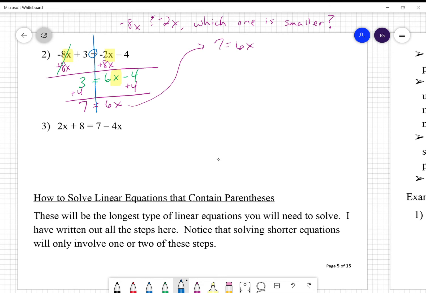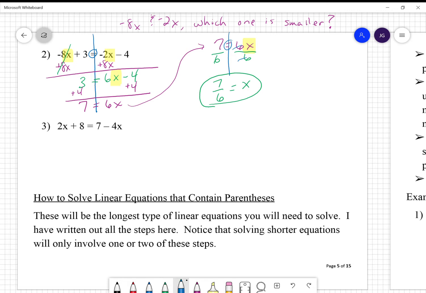Is the variable by itself? No, it has a 6 next to it. How do I get rid of the 6? Well, 6 and x, the operation between them is multiplication. So the opposite is divide. The 6's cancel. 7 over 6 equals x. Again, I will leave the check up to you.